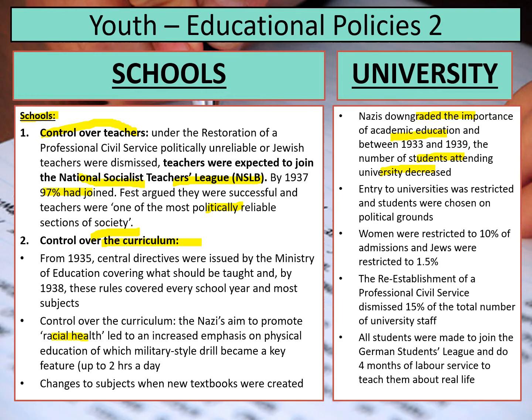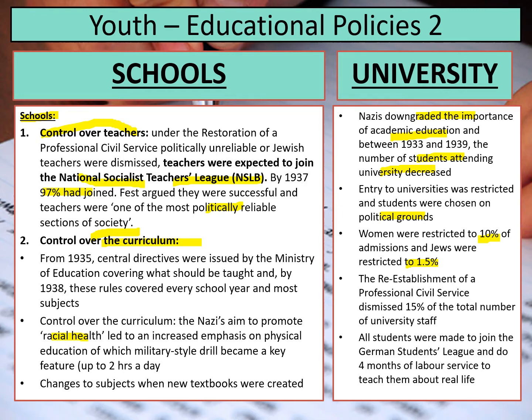The Nazis wanted to try and limit the access to universities, so they tried to make sure that students were chosen on political grounds and who was politically reliable. Women were restricted to only 10% of the admissions, and Jews were restricted to 1.5%. However, by 1938, they couldn't get a formal education at all.